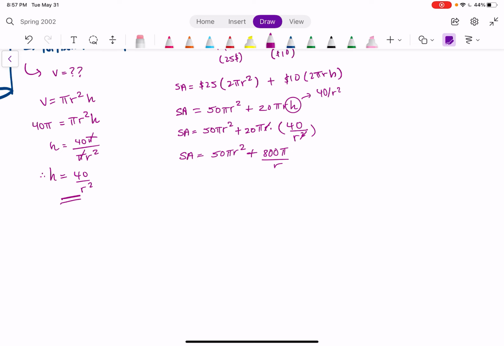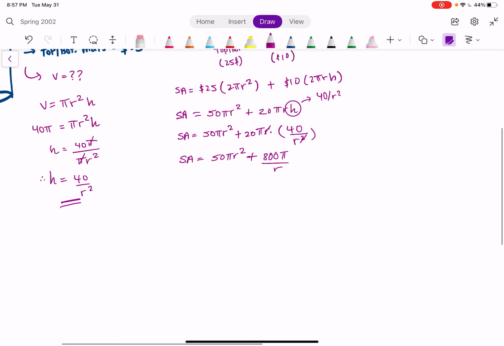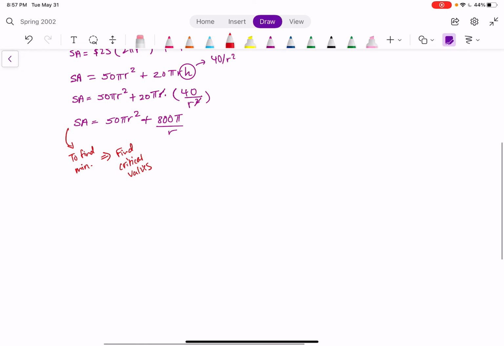with. So now I'm trying to optimize this, so I'm trying to find a minimum. So as we know, to find a minimum, we must find critical values. So to find the critical values, first what we're going to do, I'm going to use a different color to represent this kind of solution.